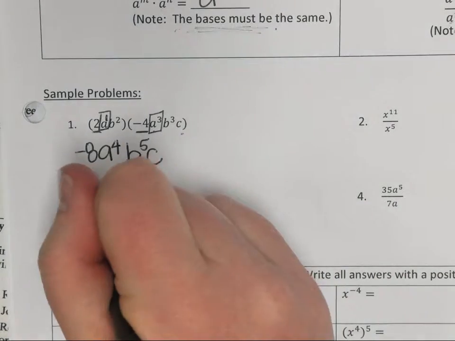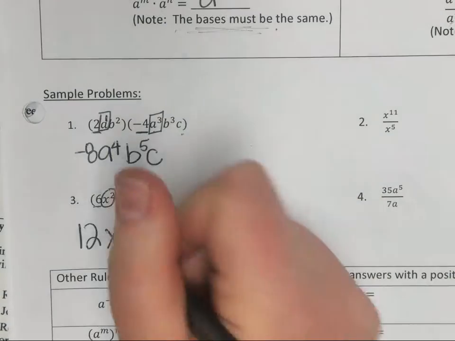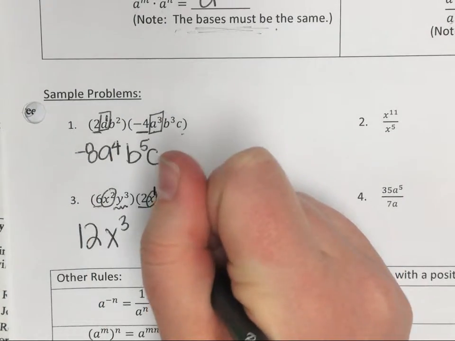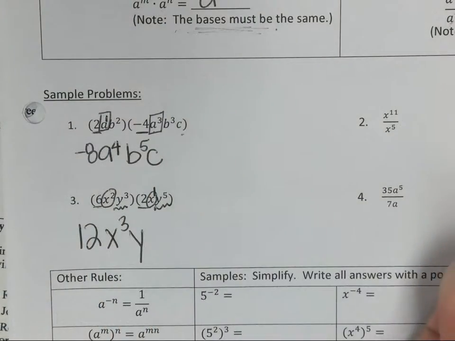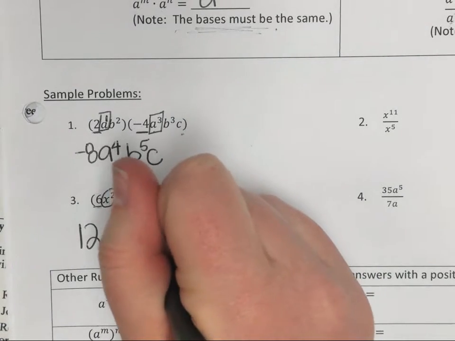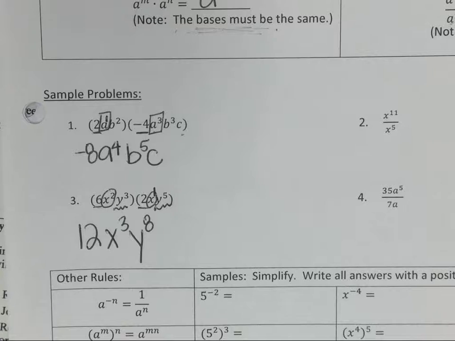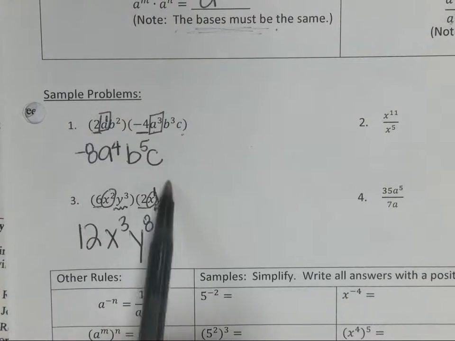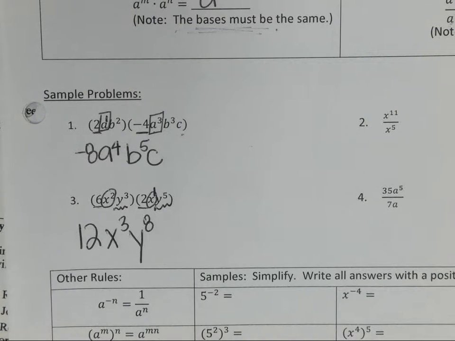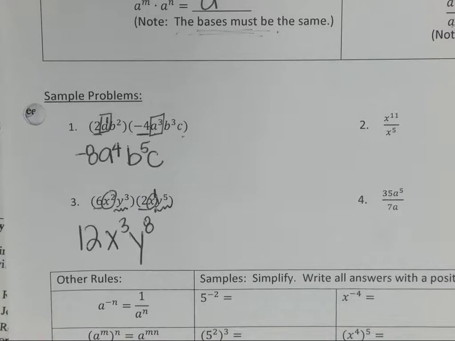2 plus 1 is 3. Okay, and then y cubed and y to the 5th gives us y to the 8. And how did you get that? Added those exponents. 5 plus 3 is 8. Okay, so we've taken 2 separate monomials and rewritten it as a single monomial. Y'all good with that? Yes.